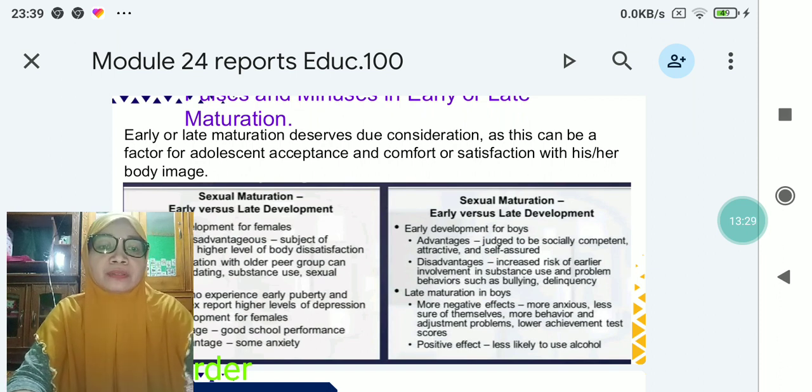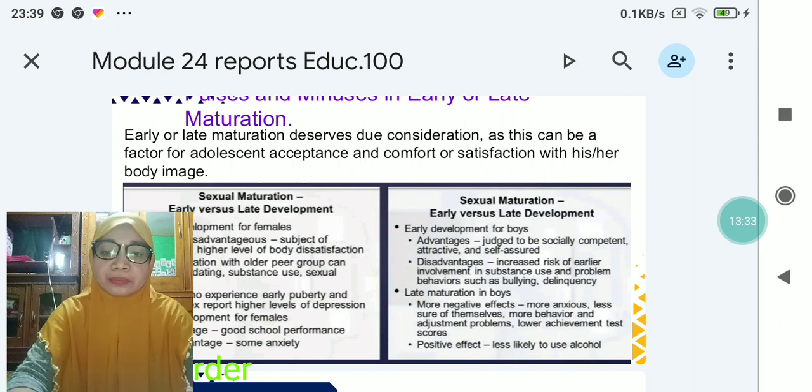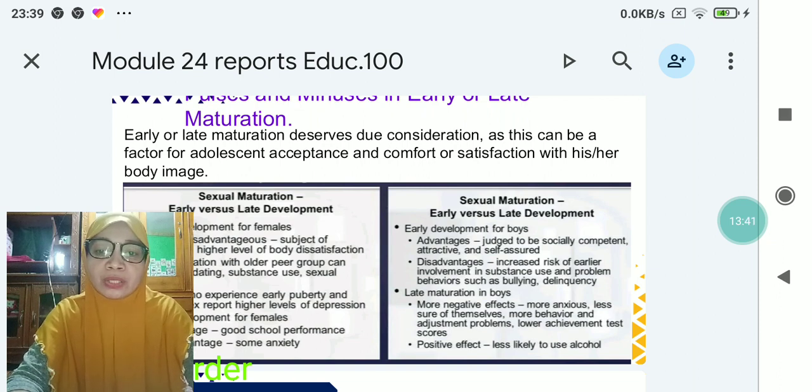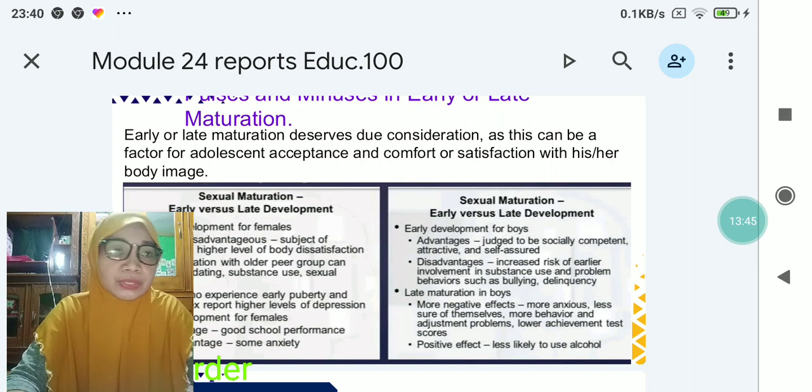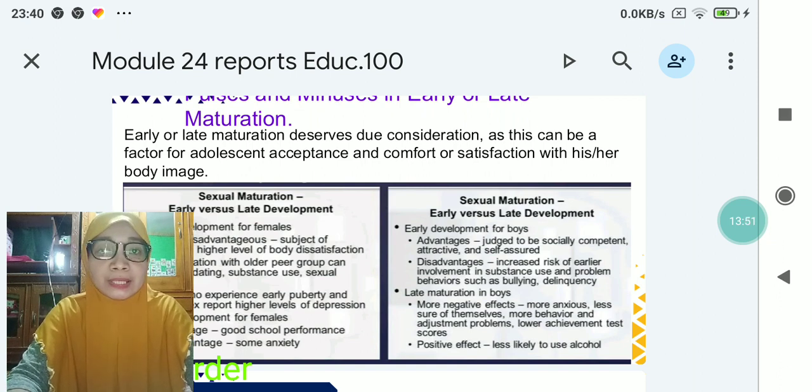Pluses and minuses in early or late maturation. Early or late maturation deserves due consideration, as this can be a factor for adolescent acceptance and comfort or satisfaction with her or his body image. Sexual maturity: early versus late development.